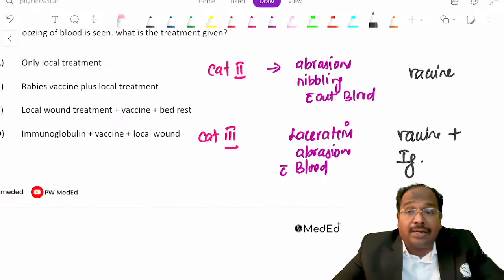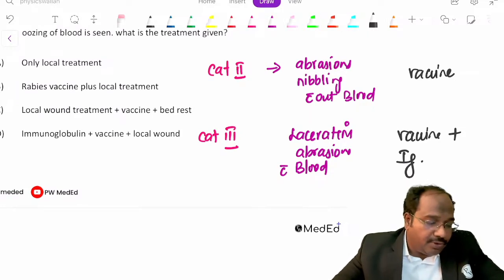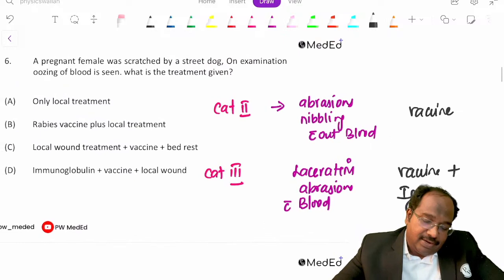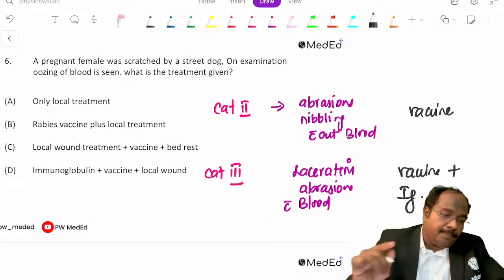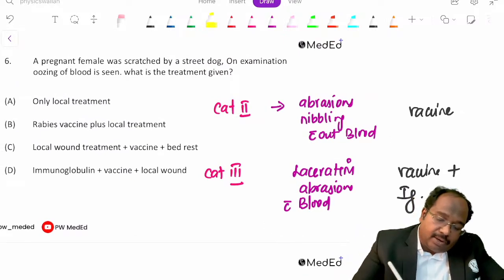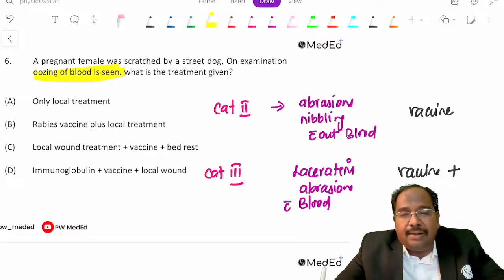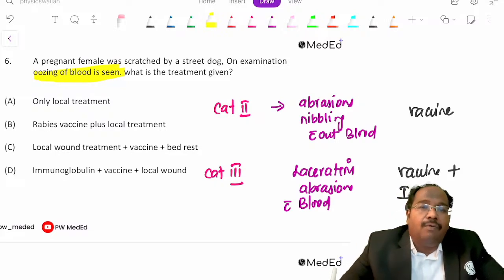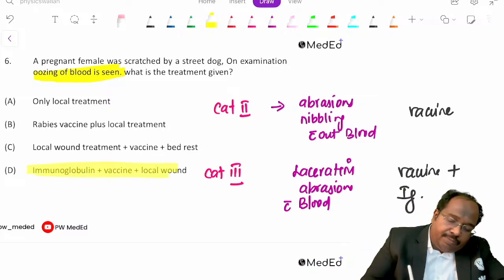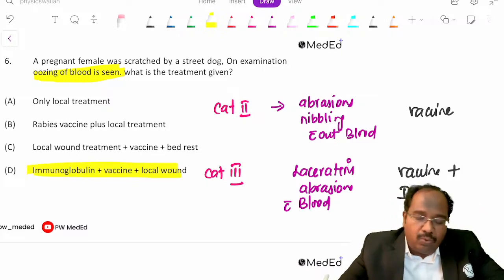So go back to the question and answer. What is the answer here? The key point is oozing of blood is seen. So we are seeing blood, which means we have to give immunoglobulins. For all the cases we have to do wound washing. So immunoglobulin, vaccine and local wound washing.